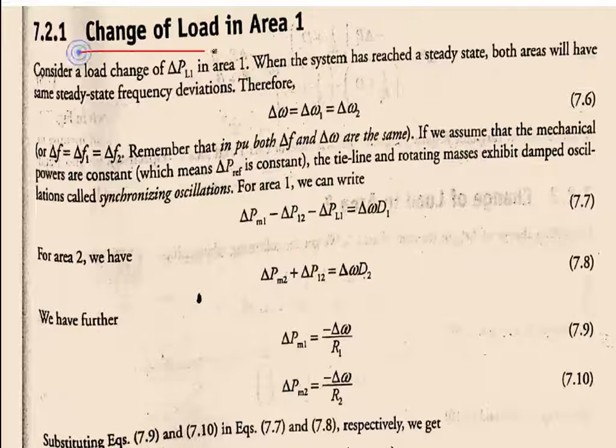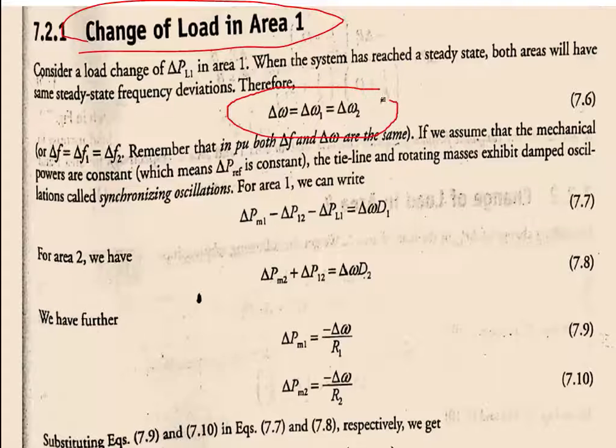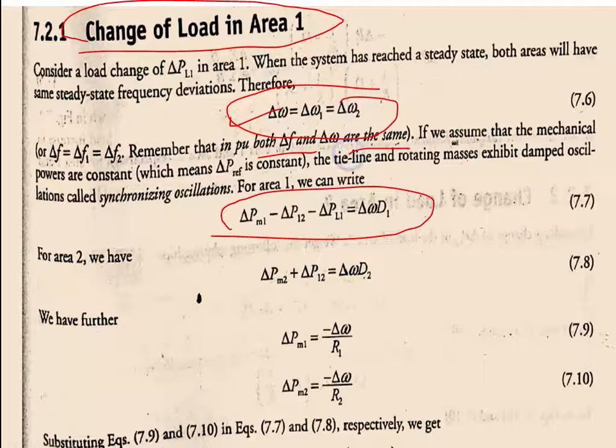Here we have to consider two cases. If there is a change in load of area 1, what are the equations? Then we will get this. First we have to consider the change in speed for both areas. Then this is the equation: mechanical power minus change in power and load is equal to change in power. Both delta F and delta omega are the same. We assume that the mechanical powers are constant. So the tie line and rotating masses exhibit synchronizing oscillation, and we will get the change in delta.